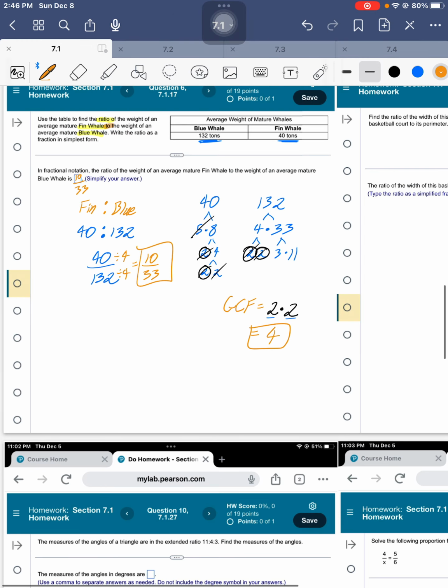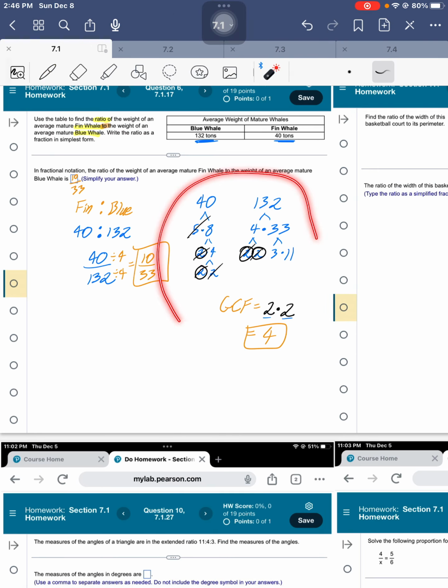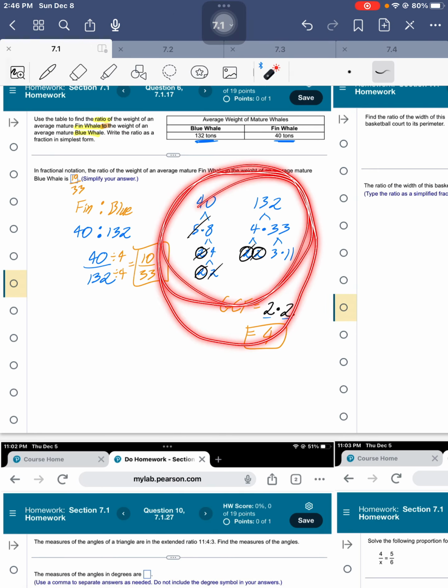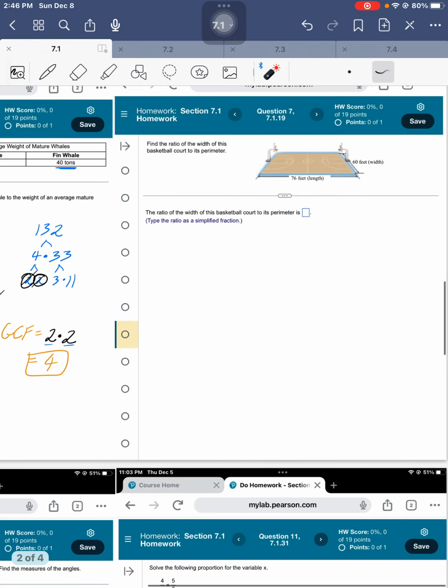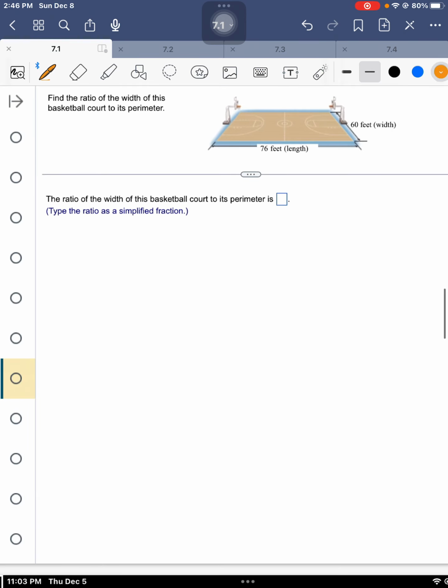You guys should have learned this in Algebra 1, but just in case you forgot, this is very important, okay? Being able to find the greatest common factor. So now, find the ratio of the width of the basketball court to its perimeter. So what's the width? Right here, 60. So it's gonna be 60 to, what's the perimeter?